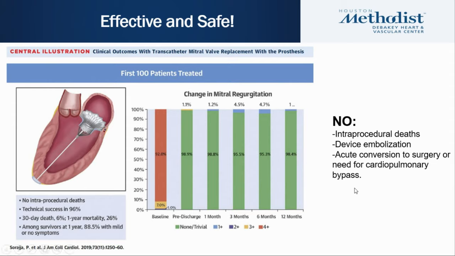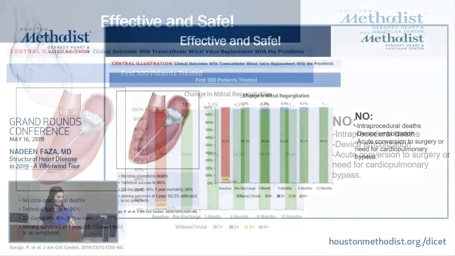And as you can see, the device was very effective in reducing the degree of mitral regurgitation. The green bar here represents none or trivial up to 12 months post-procedure. So there were no intraprocedural deaths, no device embolization, no acute conversion to surgery or need for cardiopulmonary bypass.